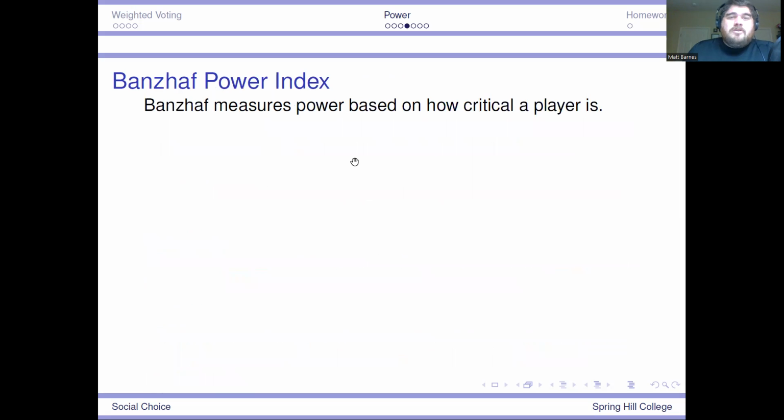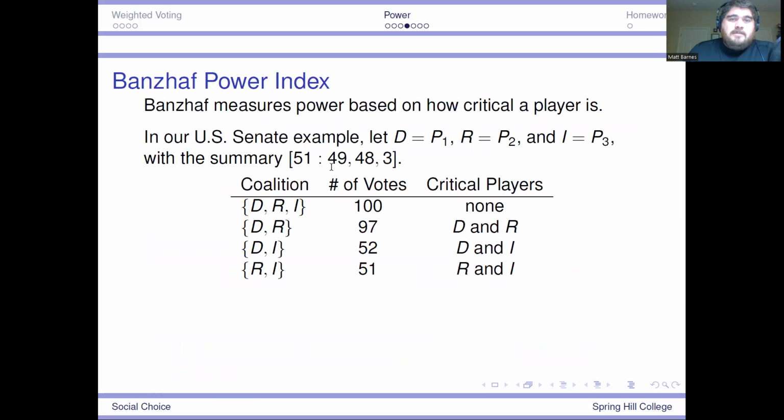So we're going to look at how many times a player is critical. And what really helps is writing out this chart here. So this is actually our weighted voting system from our hypothetical Senate before. So if you wrote this down last time, well done. We have 51 total votes needed to pass. That's our quota, so a simple majority here. We have 49 votes for the Democrats, 48 for the Republicans, and 3 for the independents. Those are our weights. And we know what our winning coalitions are from earlier.